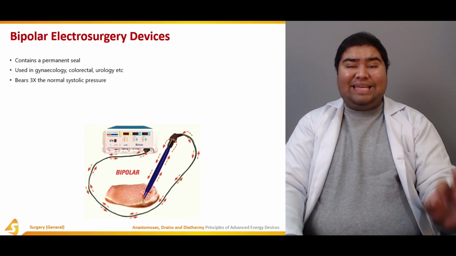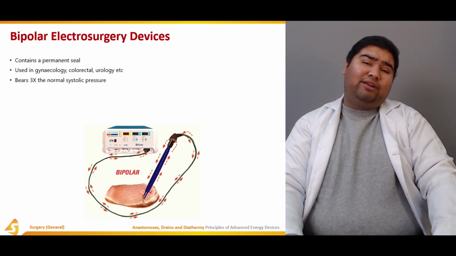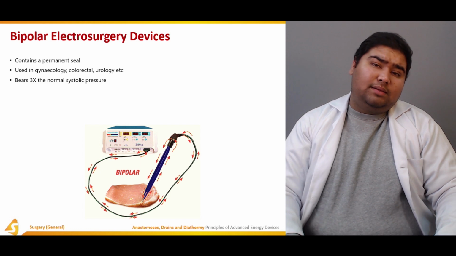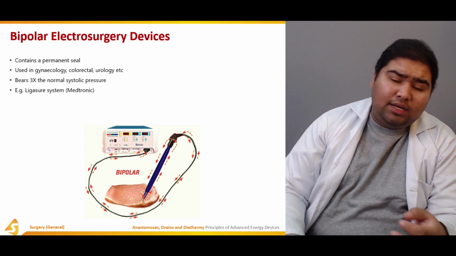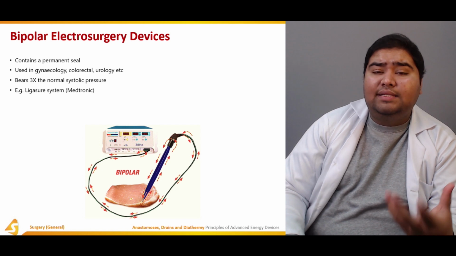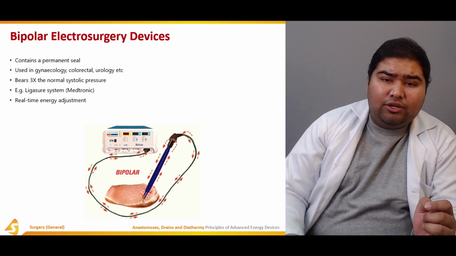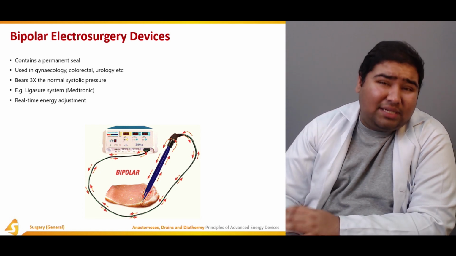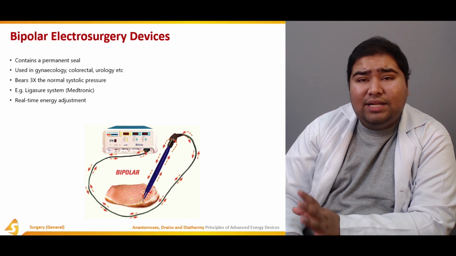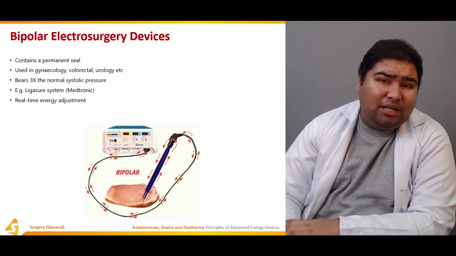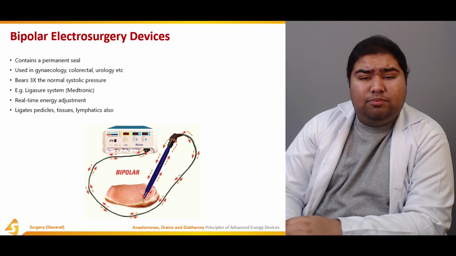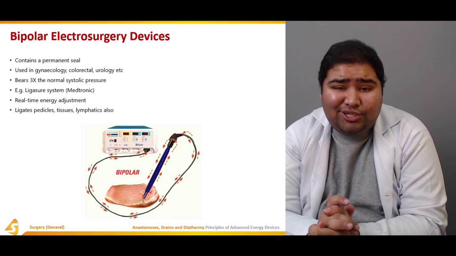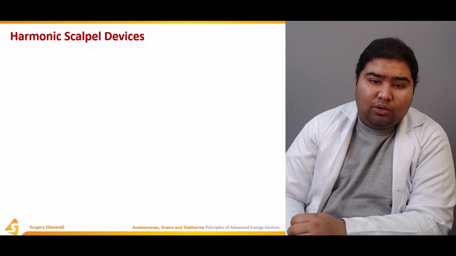So the vessels which are sealed with the bipolar electrosurgery devices have the tendency to bear a 3 times rise in the systolic pressure, and the Ligasure system is an example of a bipolar electrosurgery device. They can be adjusted in real time. That is a great opportunity because you can adjust for real time differences, and that helps. It's a smart device, so it helps you in making your decisions. It ligates the pedicles, it ligates the tissues and lymphatics as well.